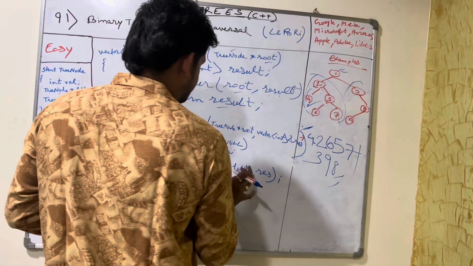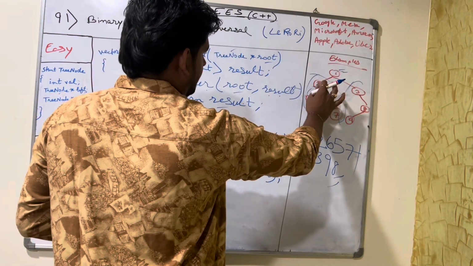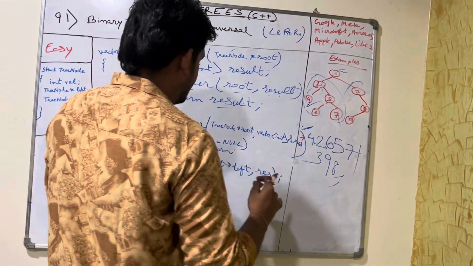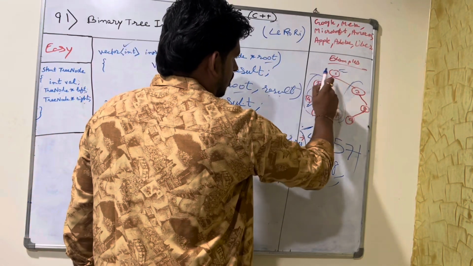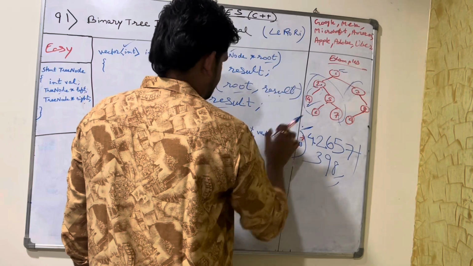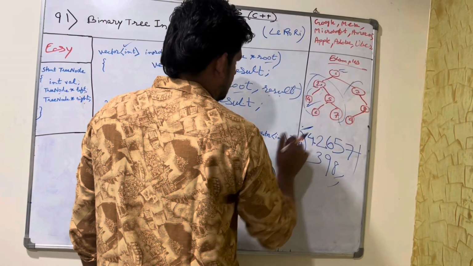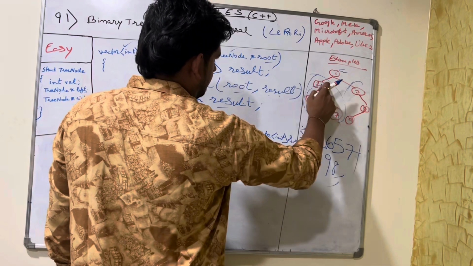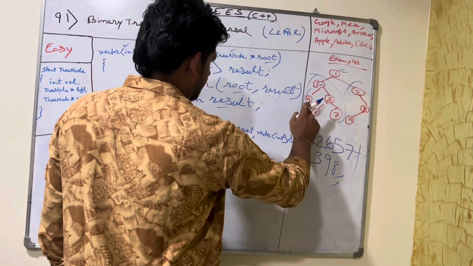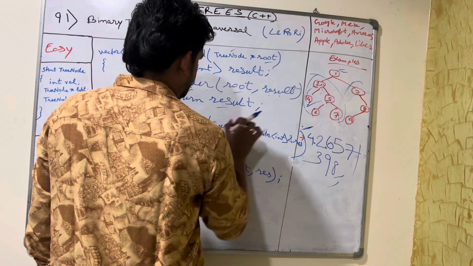Now once it gets the left, say in the example here, 1 called 2. Since it is not null, it called 2. Then 2 called 4, because it is not null. Now this 4 has come to this Inorder function.